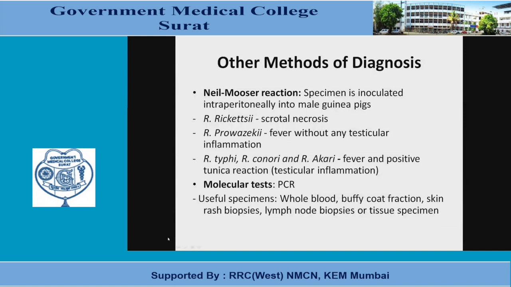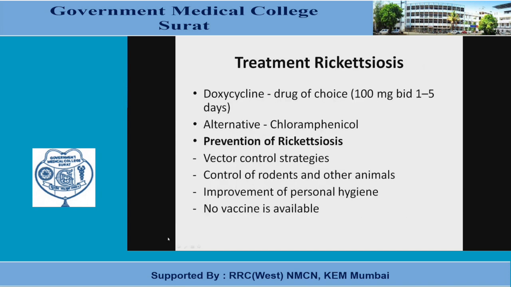Depending on the type of infection, different reactions are seen. Rickettsia rickettsii shows scrotal necrosis in Rocky Mountain spotted fever. Rickettsia prowazekii causes fever without any testicular inflammation. In the case of Rickettsia typhi, conorii and akari, there is only fever and a positive tunica reaction, that is testicular inflammation. So these three organisms give a positive tunica reaction, called the Neill-Mooser reaction: Rickettsia typhi, Rickettsia conorii and Rickettsia akari. Molecular tests are available that can be done from blood, buffy coat, skin rash biopsy, lymph node biopsy and tissue specimen. So these are the diagnostic modalities for rickettsia.